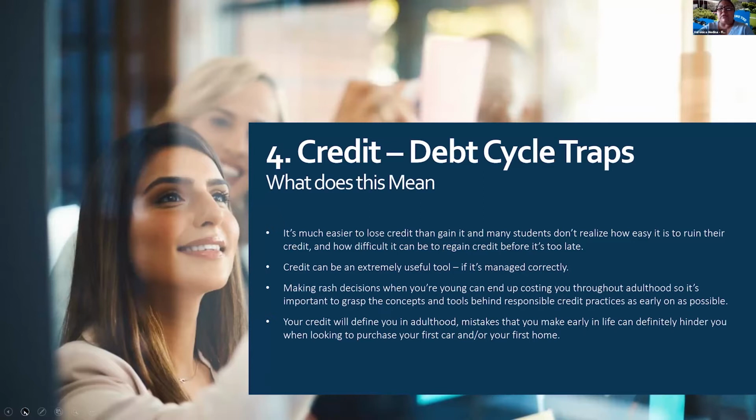The fourth step is credit versus debt cycle traps. What does this mean? It's much easier to lose credit than gain it. Many students don't realize how easy it is to ruin their credit and how difficult it can be to regain credit before it's too late. Credit can be an extremely useful tool if it's managed correctly. Making rash decisions when you're young can end up costing you throughout adulthood.